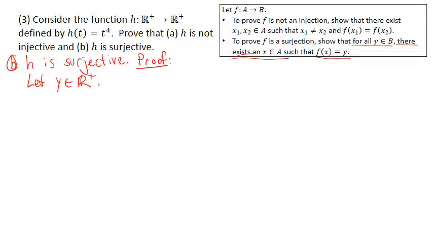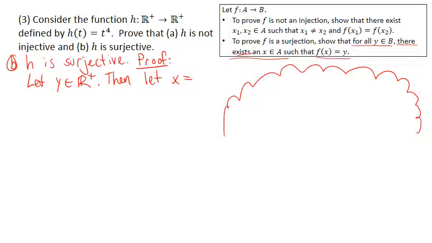Then we have to actually find a formula for x such that when we plug that formula for x into h, it actually gives us y. I think in this case it's not too hard to see that you should do the 4th root of y. But let me show you how you would figure that out if you weren't sure. Let me put it over here in a little bubble, just to make it abundantly clear that this is not part of the proof, because proofs do not involve little cloud bubbles.